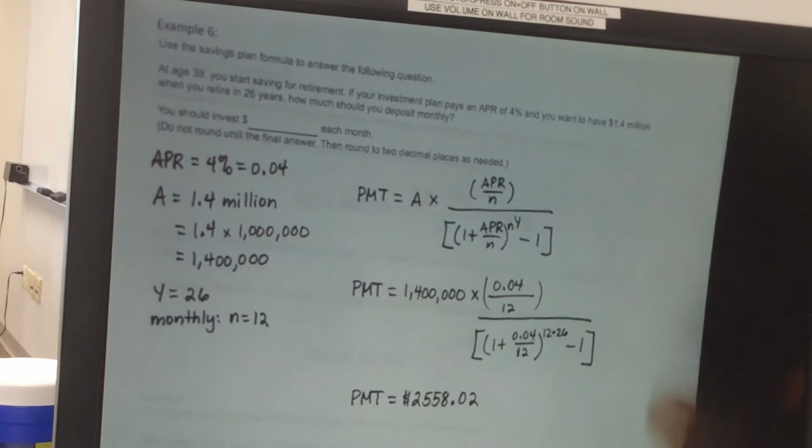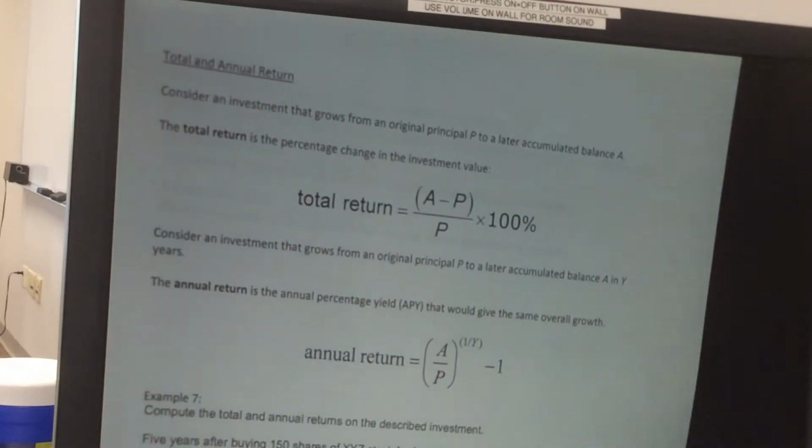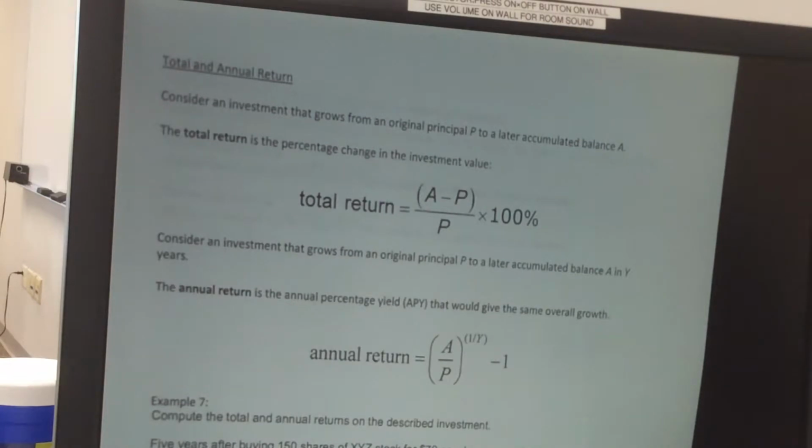Okay, now the next thing we'll look at is total and annual return. Let's say we want to consider an investment that grows from an original principal, which is P, to a later accumulated balance called A. The total return is going to be the percentage change in the investment value. So the total return is going to be equal to A minus P, and that's divided by P, multiplied by 100%. Okay? The original principal is going to be P, your accumulated balance is going to be A.